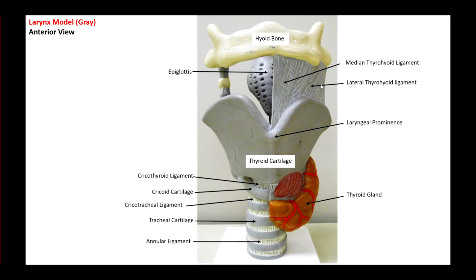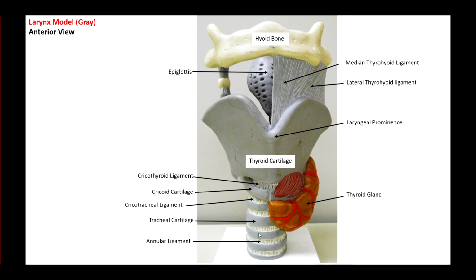Okay, out here is the lateral part, here is the median part. Down over here is your cricoid cartilage. And then there's a membrane also connecting, we call this the cricothyroid ligament, and we name it from the bottom up. Then from the cricoid cartilage down to the first tracheal ring right here, we actually call this membrane the cricotracheal ligament. From this one we name from the top down.